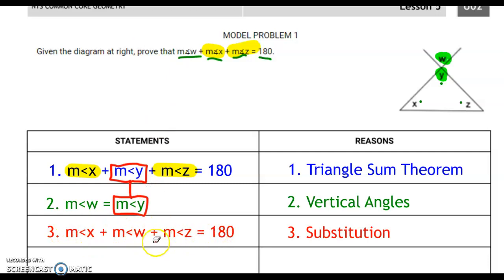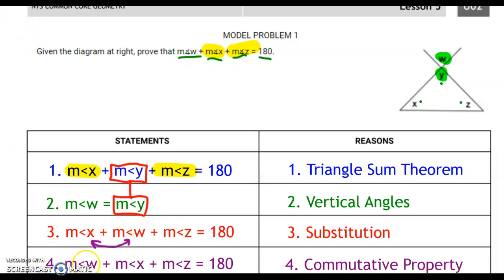It's a little rearranged. So what we should do for our last step is take this equation and use it as a model to rearrange this equation. All right, measure of angle W plus measure of angle X plus measure of angle Z is equal to 180. That's exactly what we had to prove, and we got there by using the commutative property, which states that I can take two angles that are being added together, or two anythings added together in an equation, and swap their order.